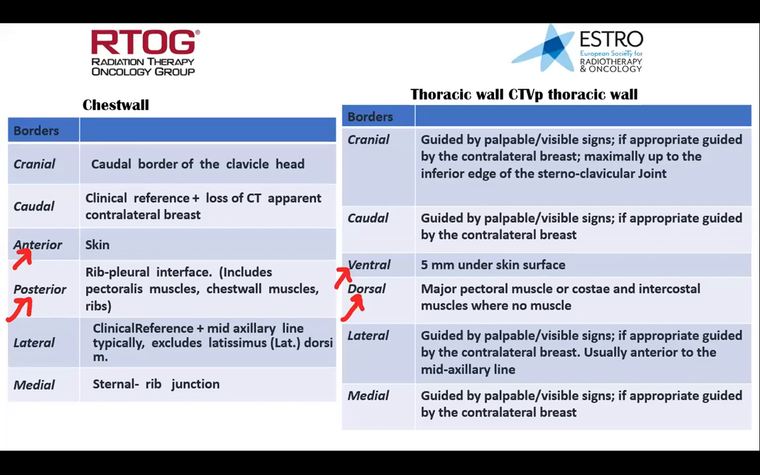So now moving ahead with the chest wall contouring. Again, ESTRO uses the term thoracic wall CTV, whereas RTOG uses just chest wall. So now we will move ahead with the borders.